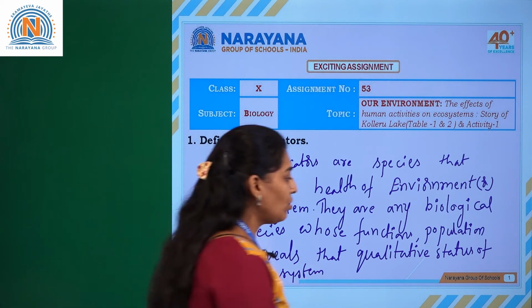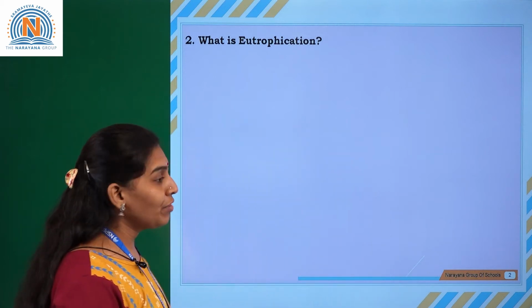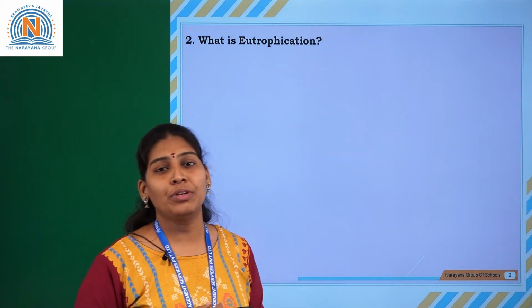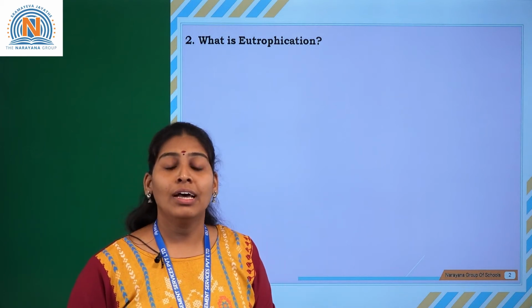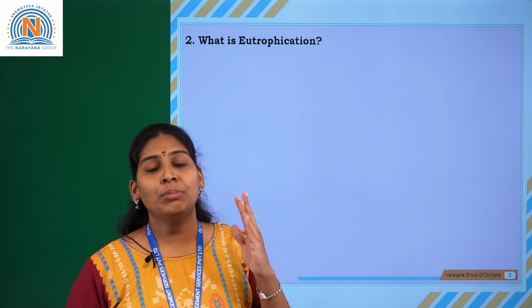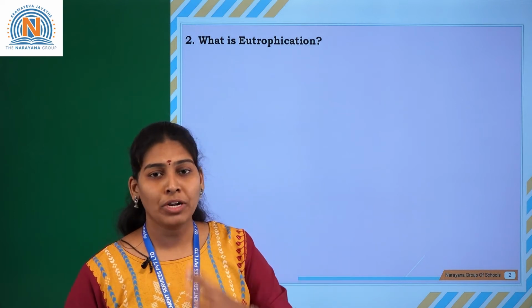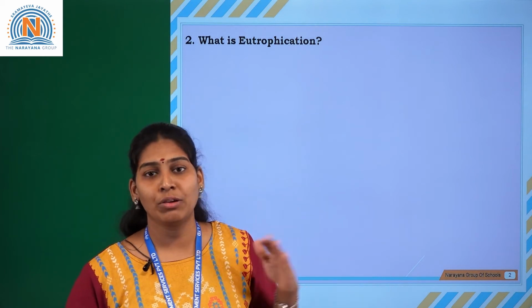So let us go for the next question. The next question is, what is eutrophication? Enrichment of nutrients, because of this nutrient accumulation in the pond, all the weed plants will grow. So this causes biological oxygen demand in the pond ecosystem or any marine or freshwater ecosystems.